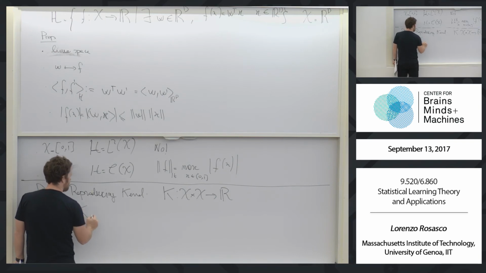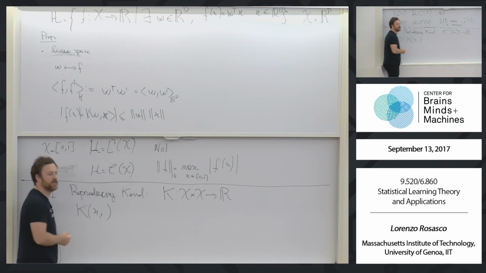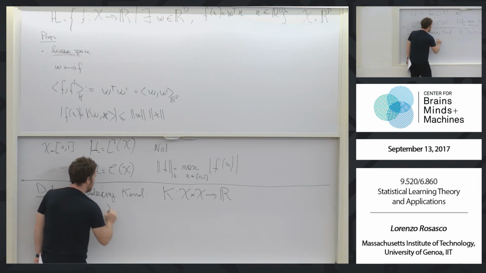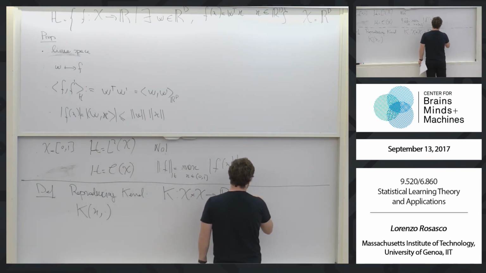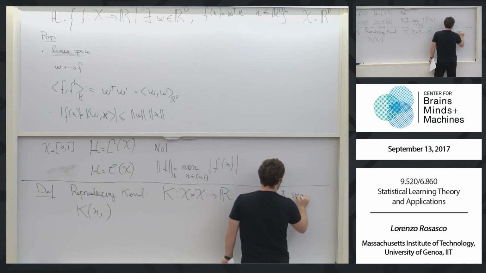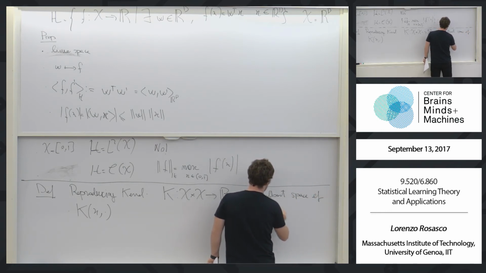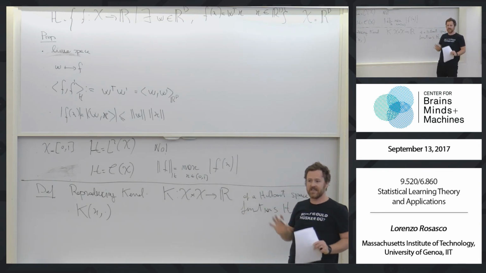If I now fix one entry, so you take k_x and you leave the other entry free. This is a function of one variable now. I fixed x, and I leave the other one free. So this function has to belong to the reproducing kernel Hilbert space of functions H.